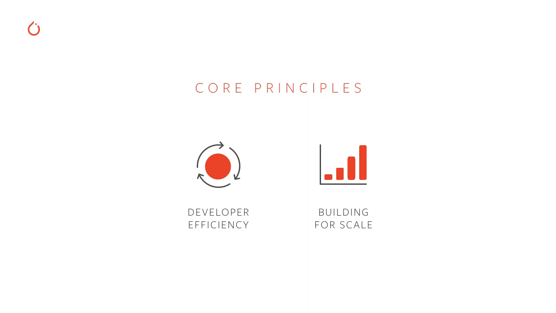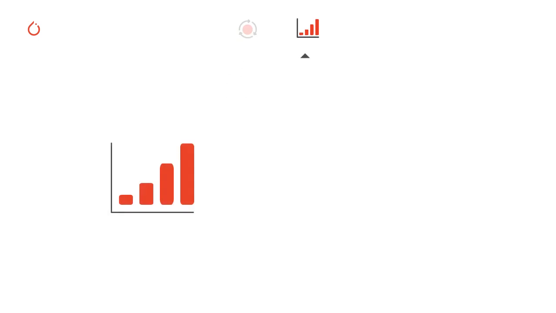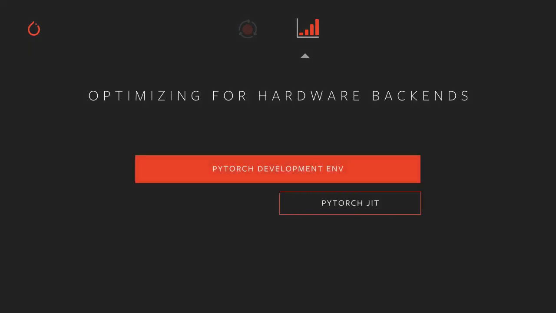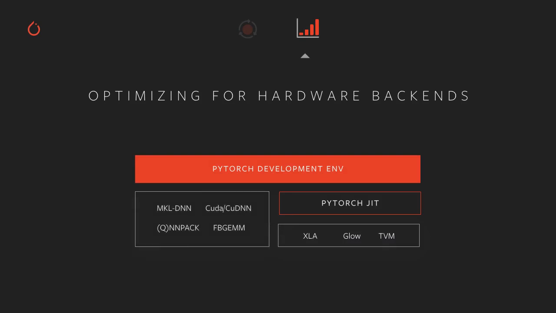Okay, so going back to our principles, let's switch gears and talk about building for scale. So what we mean by building for scale is really high performance execution for model training and inference. And so this is a big topic, obviously. We could say a lot here, but just giving you an idea of some of the things that we're enabling underneath PyTorch to support this.